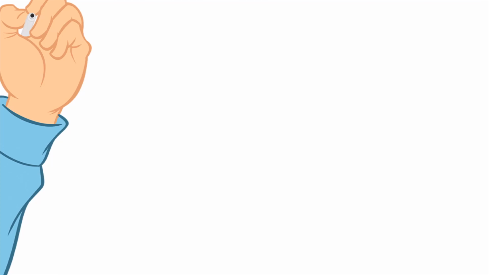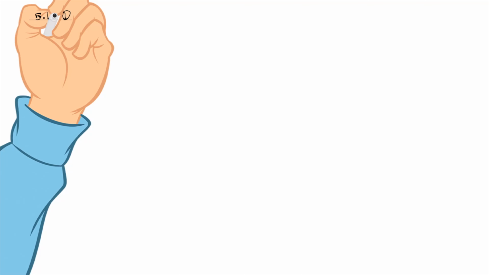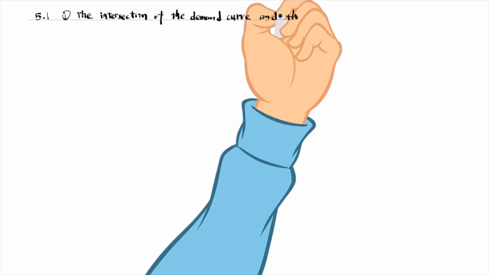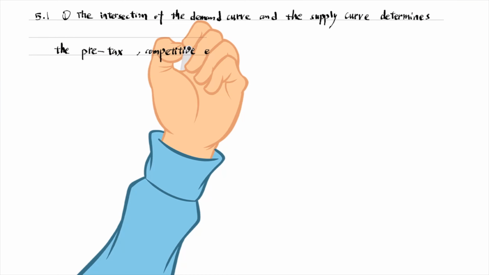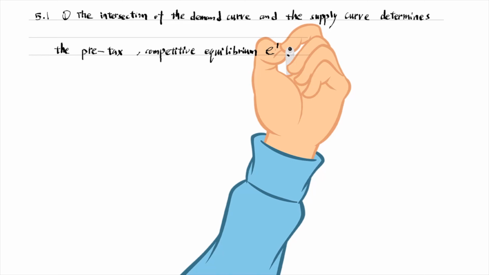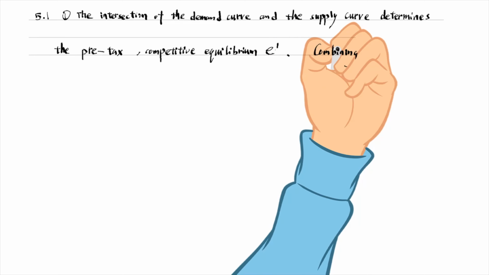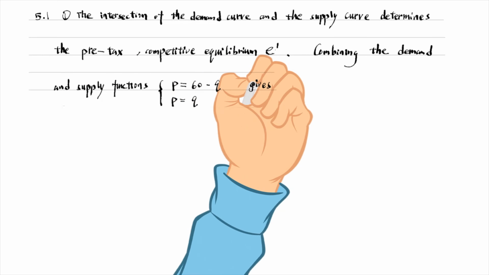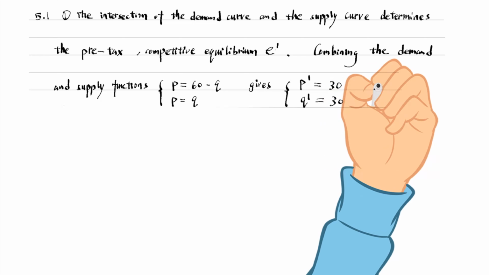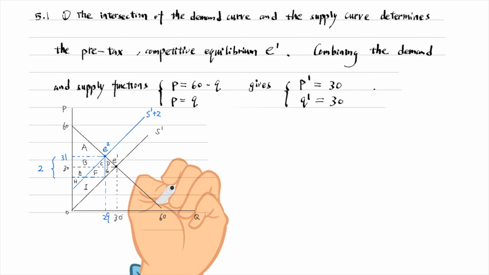We solve the problem in 3 steps. In the first step, we show the initial competitive equilibrium. The intersection of the demand curve and the supply curve determines the before-tax competitive equilibrium E1. Combining the demand and supply functions gives the equilibrium price of 30 and the equilibrium quantity of 30. We draw the equilibrium in the graph.